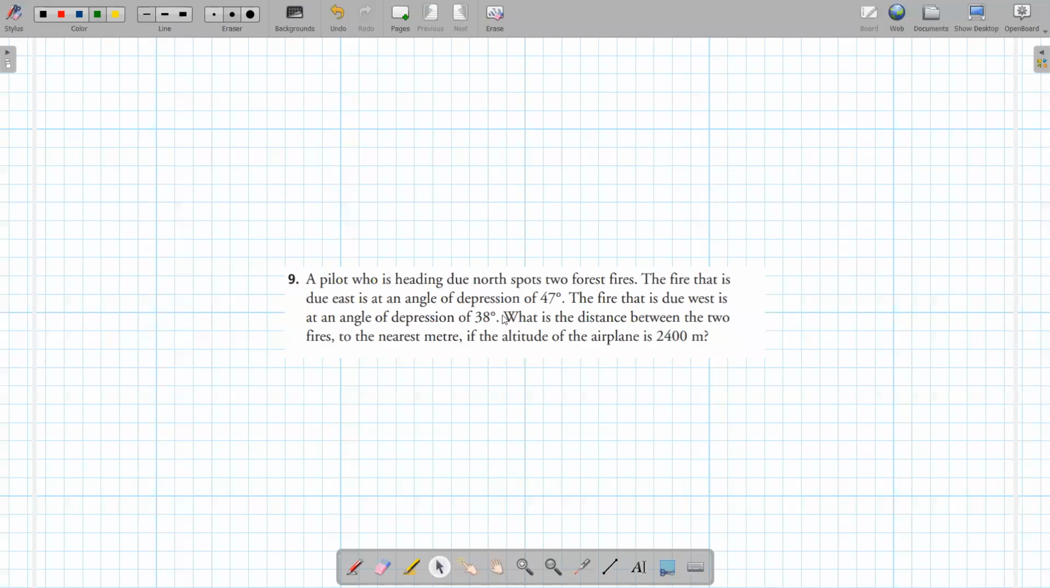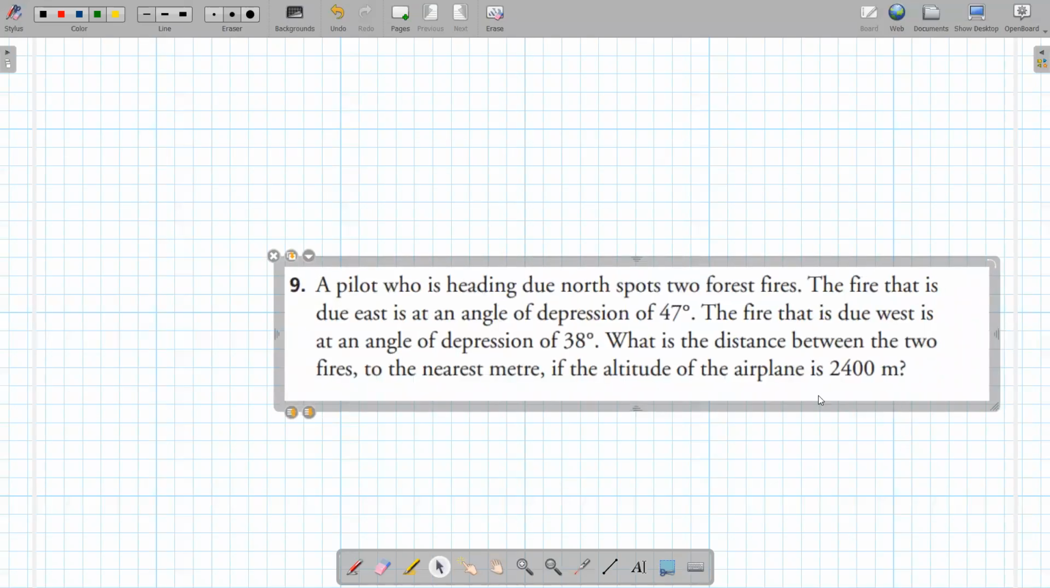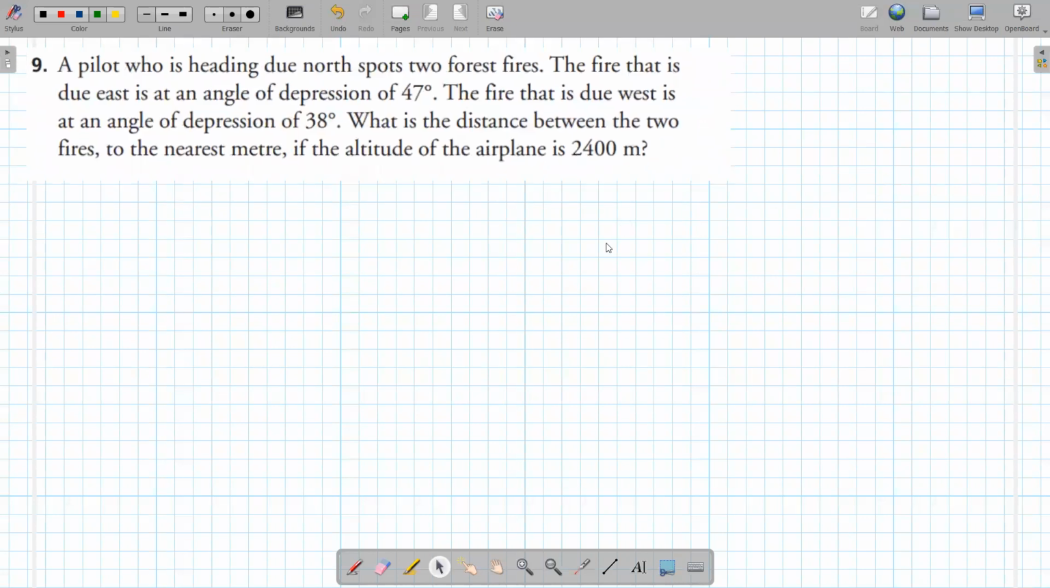All right, this one, there's no diagram, there's no nothing, but we didn't have one in the previous question either. So let's look at this. A pilot who is heading due north spots two forest fires. So north means up, okay? So he's going this way. So let's say he's right here at this point. The fire that is due east is at an angle of depression of 47 degrees.